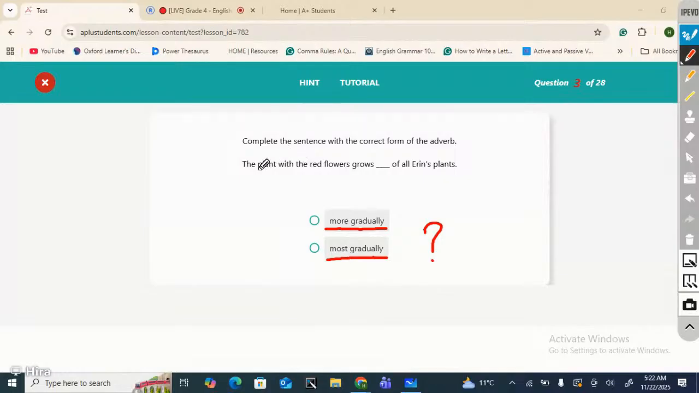If you read the sentence again, the plant with the red flowers grows blank of all Aaron's plants. So if he has all the plants, this plant with the red flowers grows most gradually, because you are comparing the growth of all the plants, not two, more than one plant, more than two plants. So the superlative adverb most gradually will be used to complete the sentence.